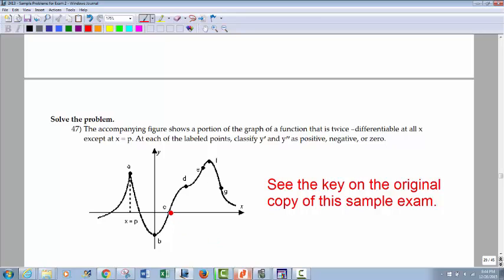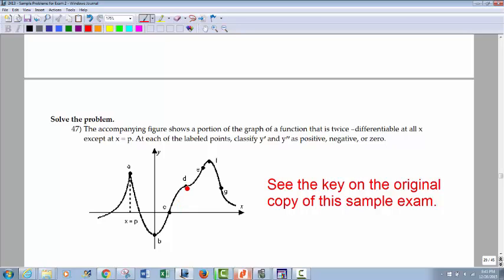Let's look at C. F prime of C is positive because you'd have a positive tangent slope, not horizontal. That's actually an inflection point. Inflection points can be hard to see, but if you look, that's your positive concavity here, and then it's switching over to negative concavity. So f double prime of C is 0.